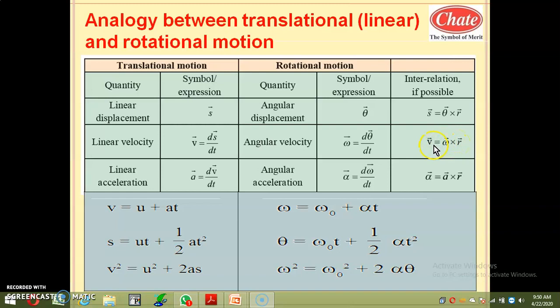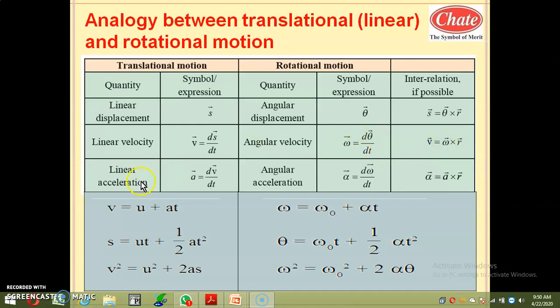Whenever we take the magnitude of these quantities, the angle between the two quantities in the cross product is 90 degrees. So the magnitude is simply the product of the magnitudes of these two quantities. So V equals omega R in magnitude. In vector product, it is written as vector V equals vector omega cross vector R. Omega is d theta by dt.